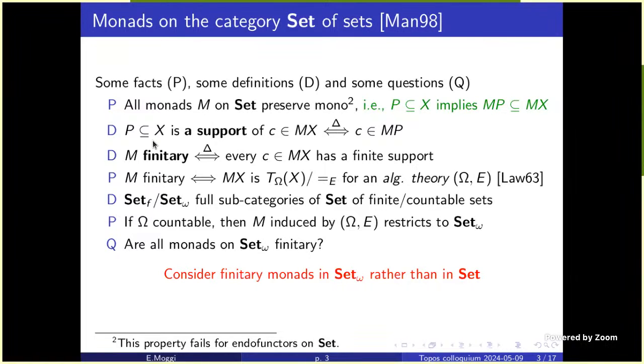With this notion of support, we can define when a monad is finitary, namely every c in M of X has a finite support. Please notice that the smallest support may not exist, but it's enough that there is one that is finite. Then there is a well-known result by Lawvere that in set, finitary monads correspond to algebraic theories.